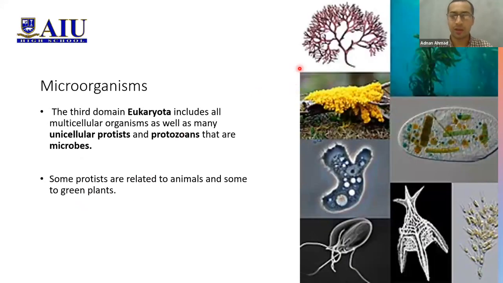So as you can see on the right-hand side, we have some pictures of microorganisms. Some are magnified with the help of an electron microscope or a simple microscope. Usually we cannot see these under normal conditions. So we have eukaryota, which includes all the multicellular organisms as well as many unicellular protists and protozoans that are microbes. Then we have protists, some related to animals and some to green plants. Protists are living organisms, they are microscopic, and some of them are similar to animals, and some of them are similar to plants.